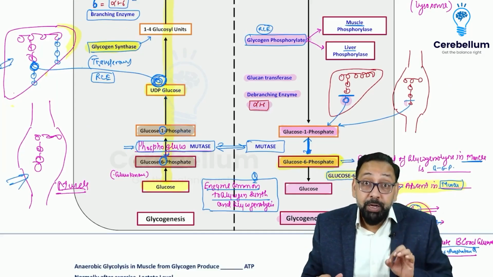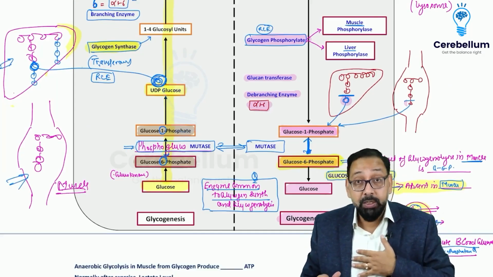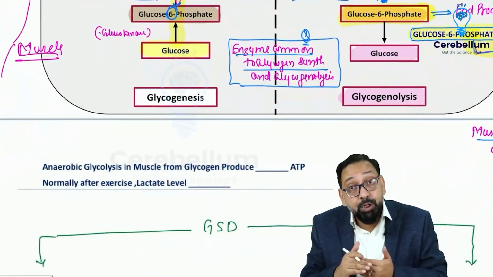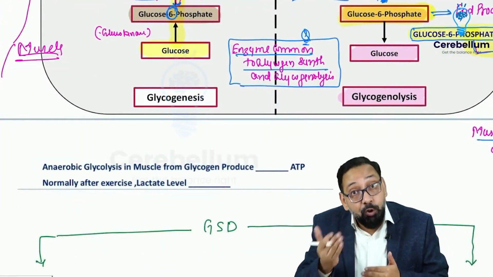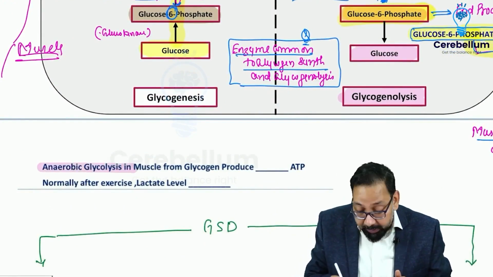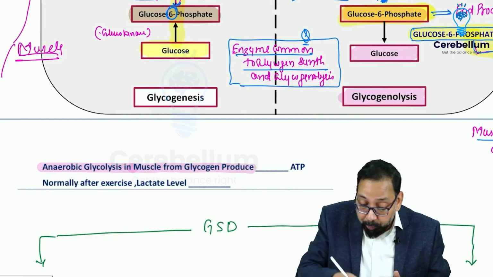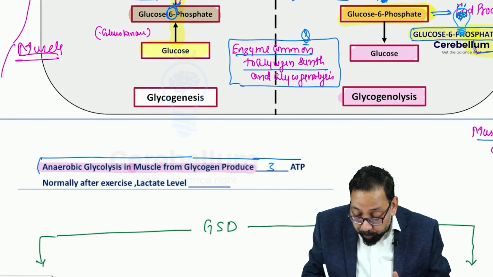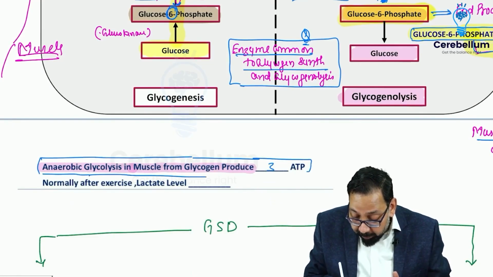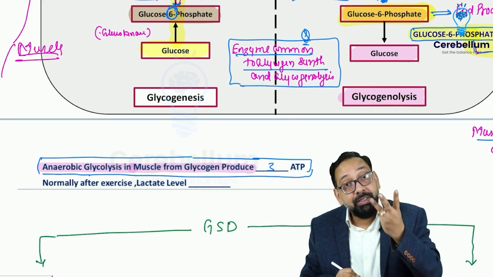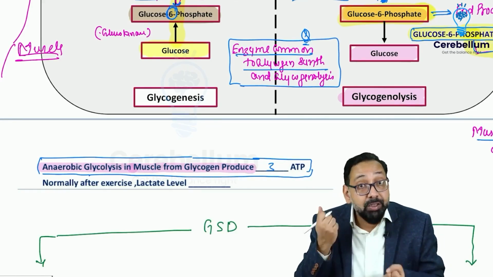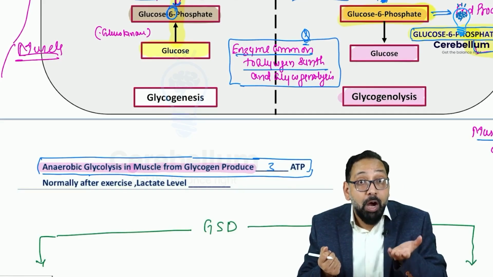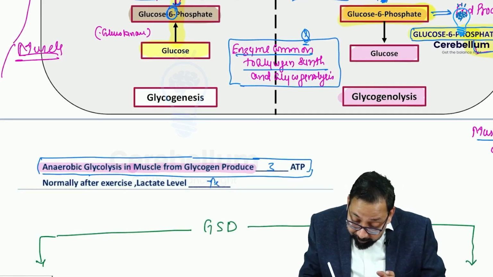I just told you that muscle says, my glycogen, I will produce energy, and we found that muscle utilizes glycogen for energy production in anaerobic glycolysis. In muscle, glycolysis from glycogen produces 3 ATPs. Normally anaerobic glycolysis produces 2 ATP, but if the starting point is glycogen, the net gain is 3 ATP. And whenever muscle does exercise, anaerobic glycolysis occurs and lactate will be produced. So after exercise, lactate level will increase.